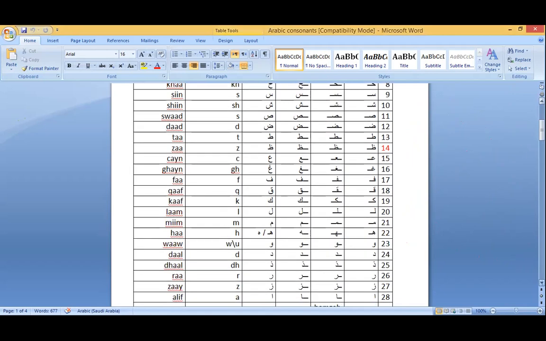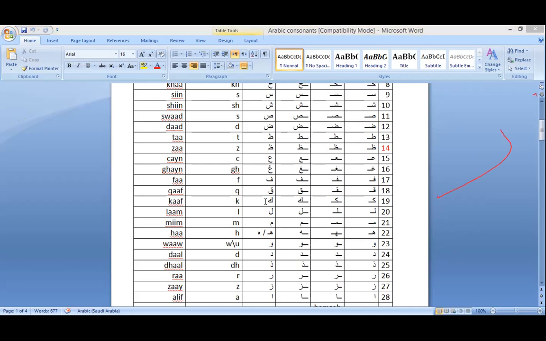Let's see Fa and Qa. Do you see any change in Fa and Qa from initial, middle, final, and isolated? Fa and Qa. Is there any change in the shapes? No. That's right, Muniru. Ka. Now Ka is among the letters that change their shapes. This is Ka initial, this is Ka middle, this is Ka final, and this is Ka isolated. So in that case, Ka has two shapes.